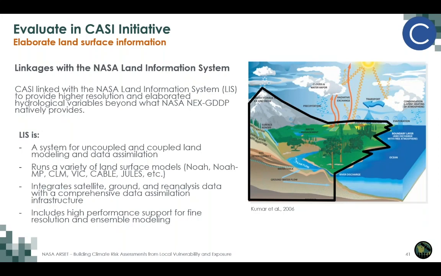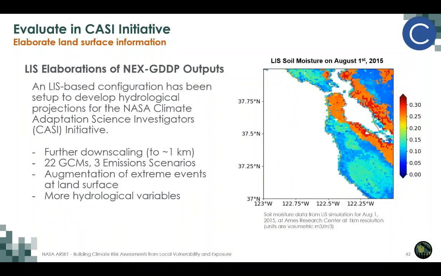So we have taken the LIS system and elaborated the NEX-GDDP outputs, which gets us further variables and allows us to downscale all the way down to about 1 kilometer resolution across all 22 GCMs and the 3 emission scenarios, the low, intermediate, and high. This gives us more information so we can augment our analyses of extreme events, especially at the land surface, and gives us access to more information around hydrological cycle and water budgets and balances at the centers.